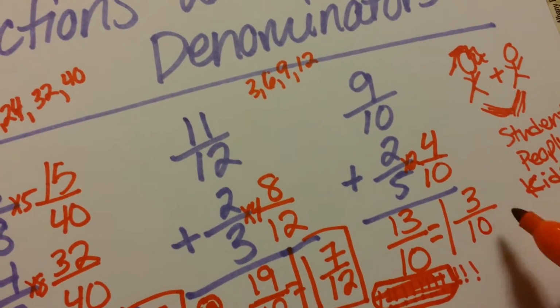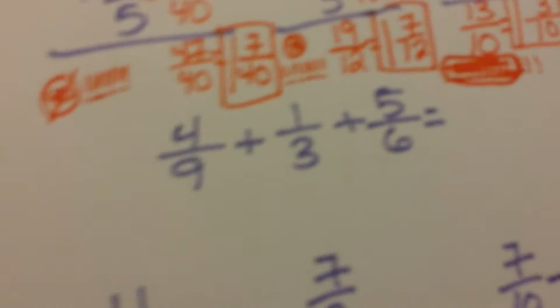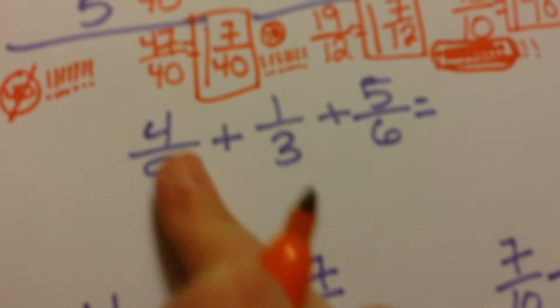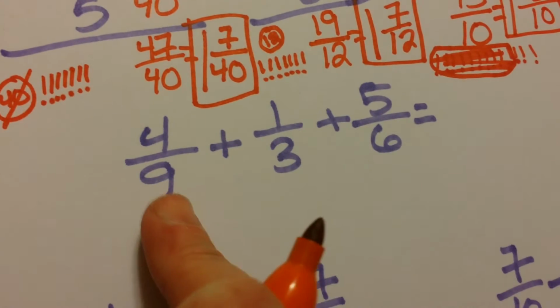And 10 make a whole. So that would be your final answer for that one. Okay, so look at this one right here. This one actually has 3 numbers, so we have to find something that all 3 of those become. So here we go. Let's do it this way.